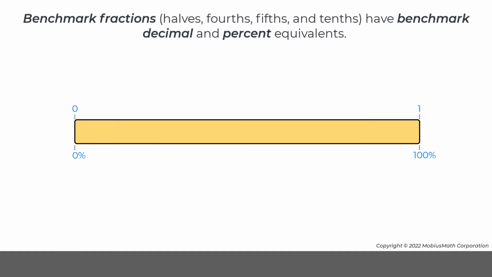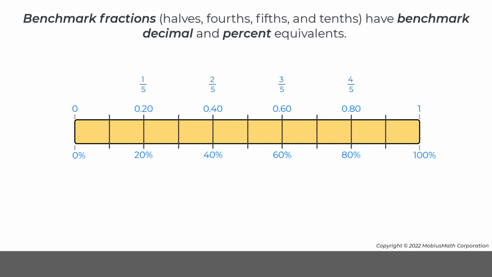If the whole bar is first split into 5 equal parts, the splits on the bar can be labeled with multiples of 1/5, 0.20, and 20%. Notice that if each fifth is split in half, the cheese stick is split into 10 equal parts. In this case, the splits on the bar can be labeled with multiples of 1/10, 0.10, and 10%.